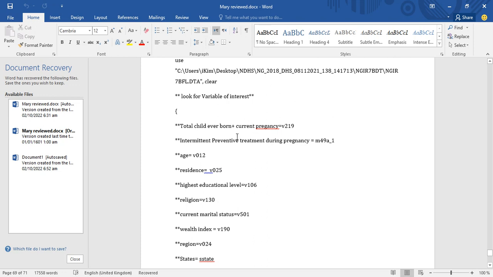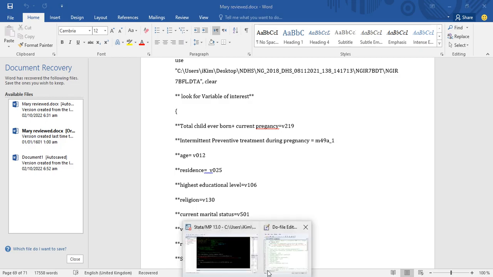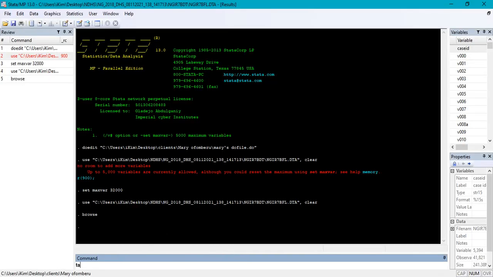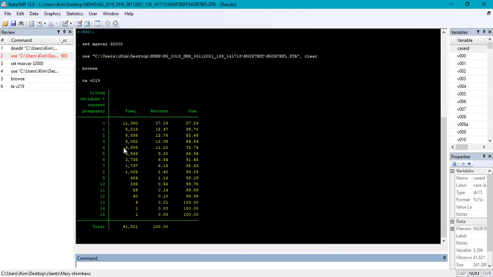So let's start by looking into those variables. Total child born and pregnancy. We have to look for women who either are presently pregnant or ever had any child. That's variable V219. So we just go there. The V219, and you have it.